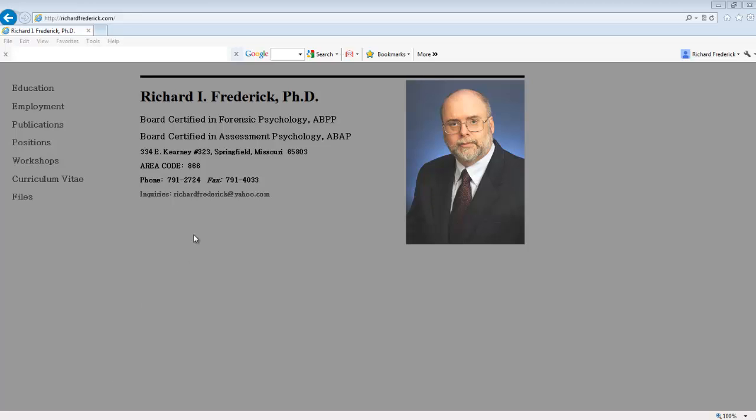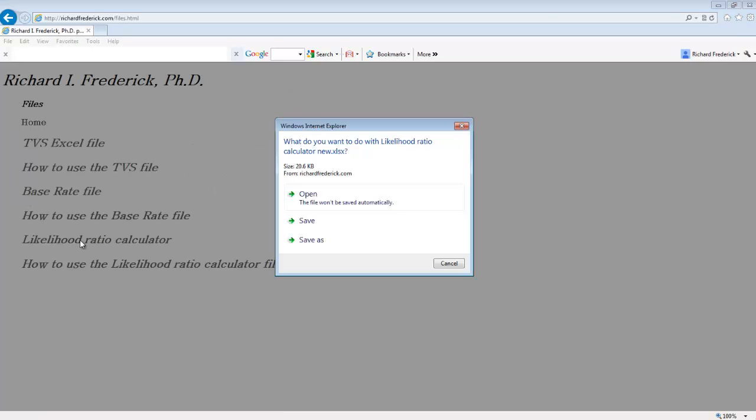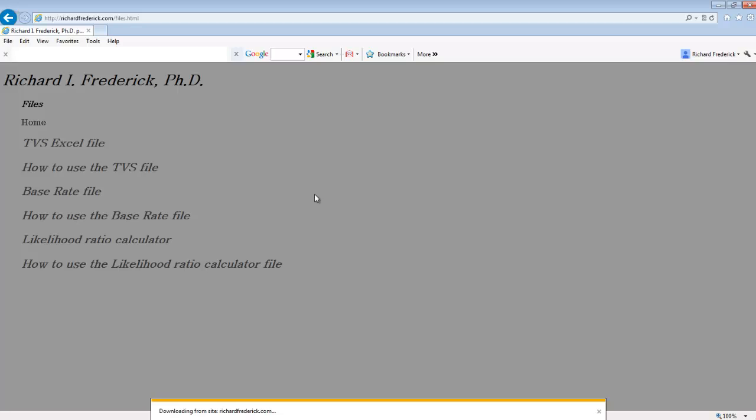Hi, this is Frederick, and I'm going to show you how to use a file that's on my website now. This is a likelihood ratio calculator. You just want to go on the website and then download it. And hopefully it's faster than this.